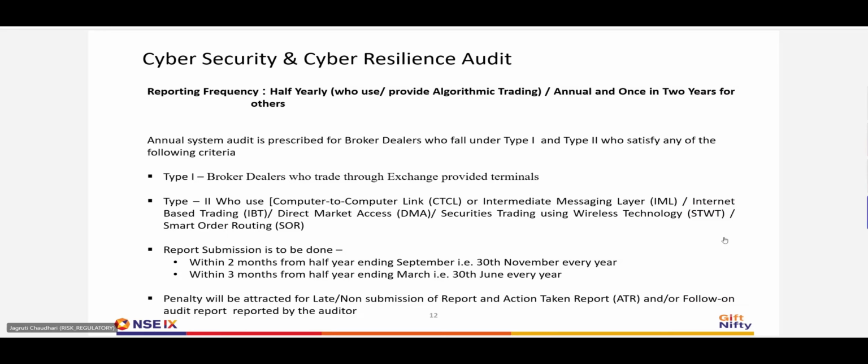So these are for the annual submissions. I'm sorry if I told you that half yearly submission is to be done by type 1. Type 1 is for those using the algorithmic trading module. They are required to make their submissions half yearly. Others are there for the annual submissions.